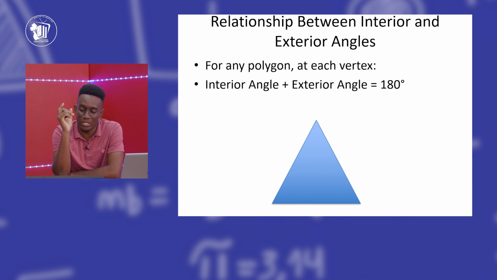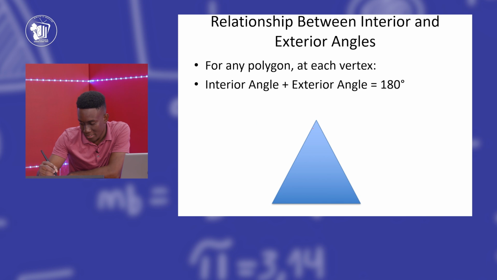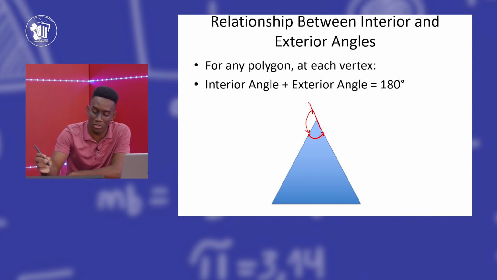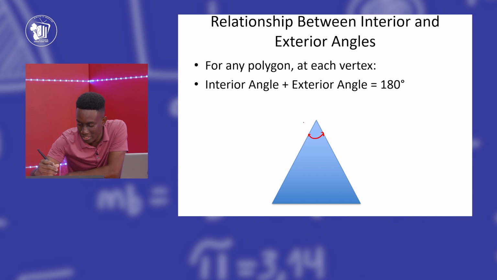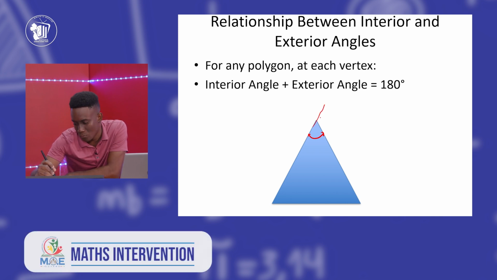So let's look at the relationship between the interior and external angles. For any polygon, at each vertex, the interior angle plus the exterior angle will always give you 180 degrees. So this vertex here would be the interior angle, and here would be the external angle. When we add up the interior angle and the external angle, a straight line is formed, so you will get 180 degrees. Even if we were to draw the external angle at this side here, we would get the same 180 degrees because it's the same straight line.